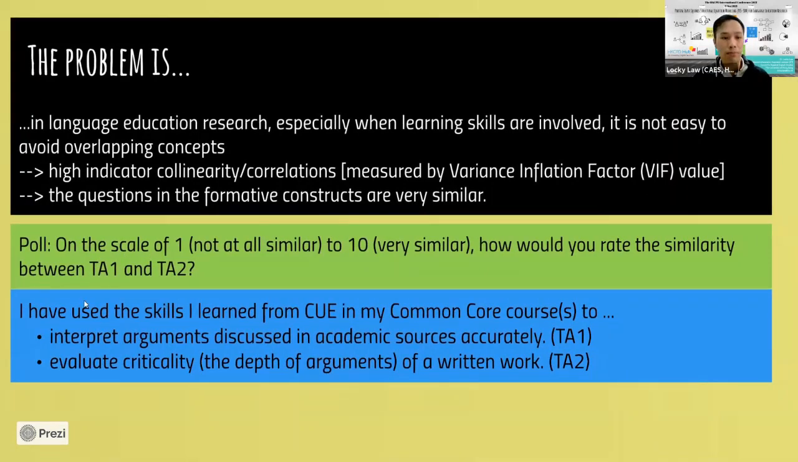So forget the poll now. If you look at the blue box here, there are 2 statements. I've used the skills I learned from CUE in my Common Core courses to interpret arguments discussed in academic sources accurately, and evaluate criticality, the depth of the arguments of a written work. Now, these 2 questions are very, very similar. So it is very likely that this will cause some issues in the statistics and numbers.